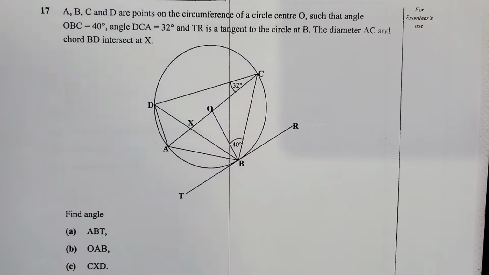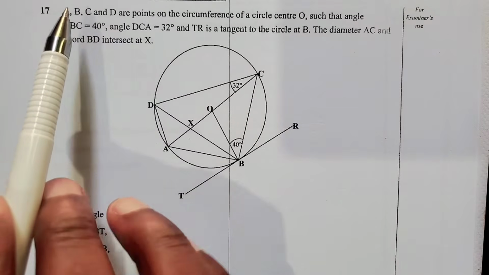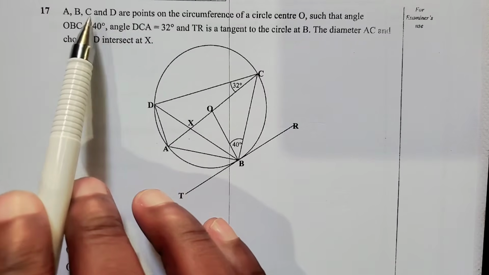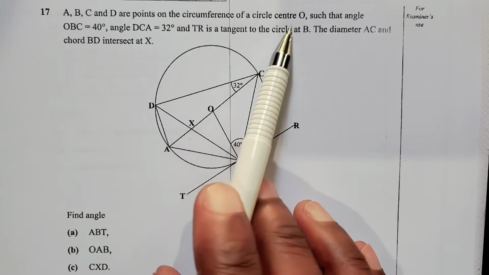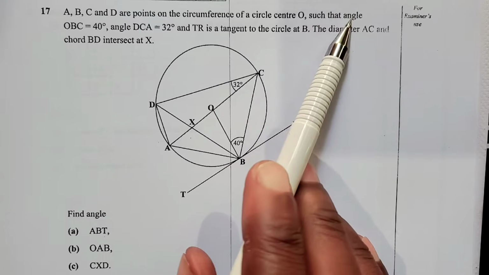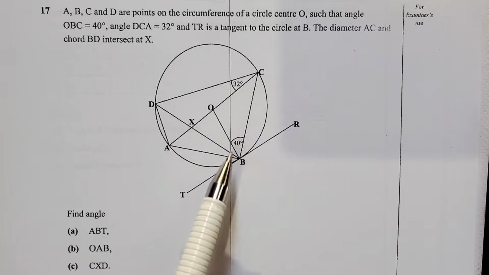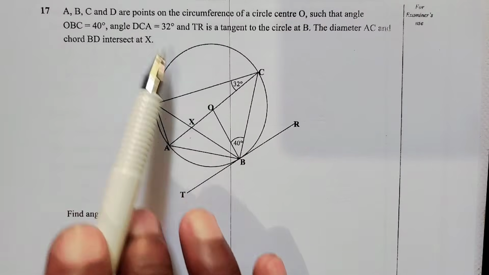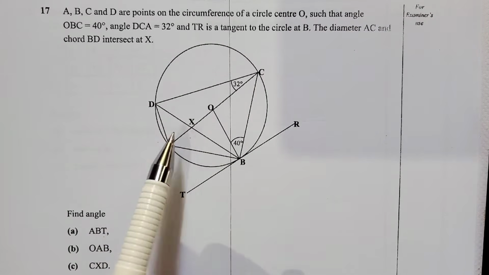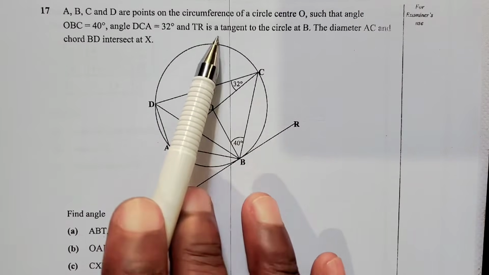Hello guys, we have question 17 of the 2025 mathematics paper one for grade 12. So this is circle theorems. The question reads: A, B, C, and D are points on the circumference of the circle with center O such that angle OBC is 40 degrees, DCA is 32 degrees, and TR is a tangent.